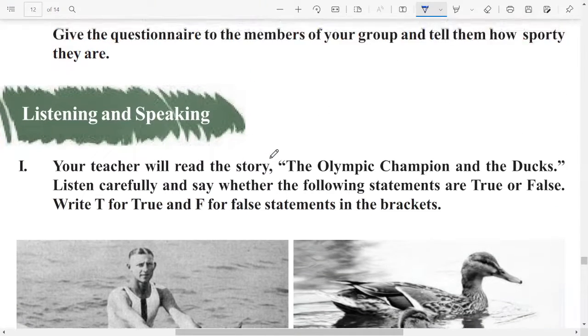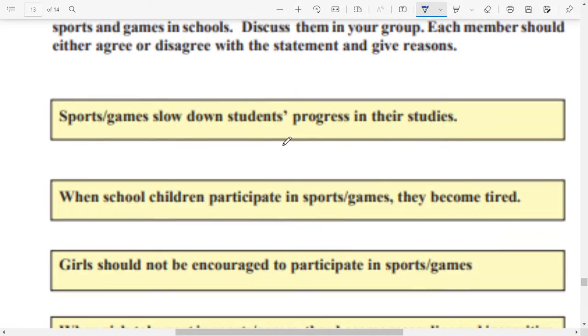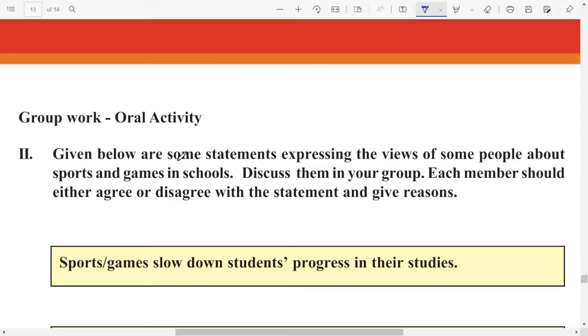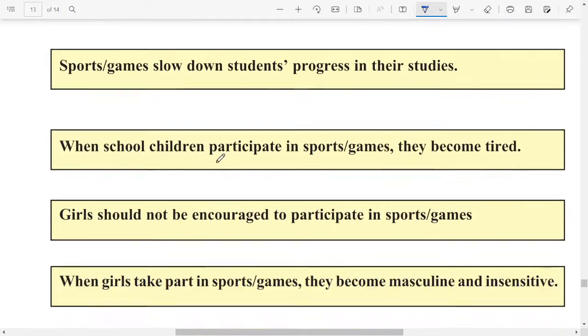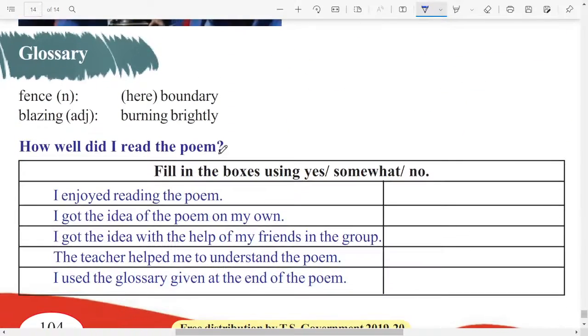Now listening and speaking, this paragraph will be given at the end of the textbook. So read that and answer. Next, an oral activity is given. This is the discussion in the classroom activity. That is not grammar.